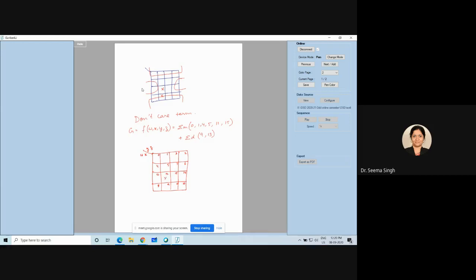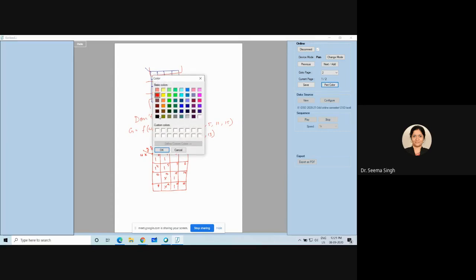Okay, so 9 and 13 are don't care. Then 0, 1, 4, 5, then 11 and 15. Okay, so what do you like? Do you like to make this don't care as 1? Yes, tell me. Do you want to make it or not?